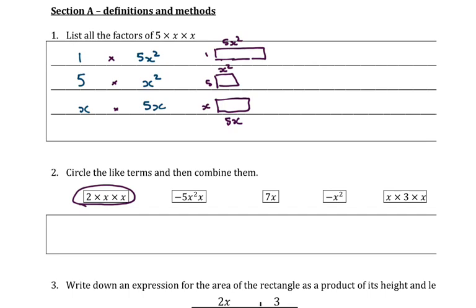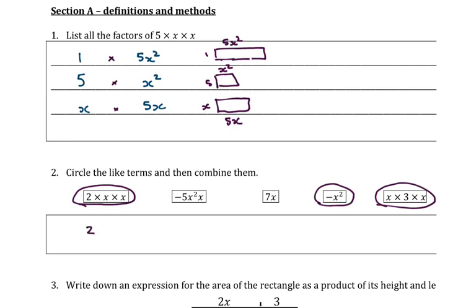Okay, the like terms here. Terms are like when, in the product, you have exactly the same letters. So if we look at when the letters are exactly the same, we have x times x in this 2 times x times x. Here we have another x times x, but it's negative, so we have negative x squared. This is negative x times x. And in the final term, we have x times 3 times x, so this is also a like term. The other 2 terms that are listed are not like because the letters are different.